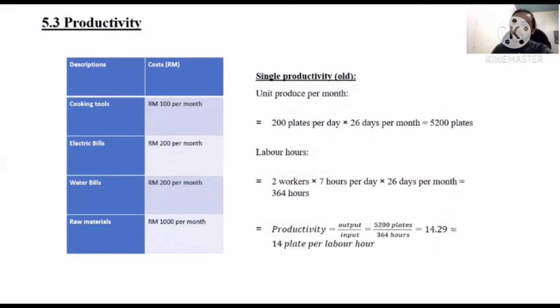Single productivity. Unit produced per month: 200 plates per day times 26 days per month equals 5,200 plates. Then labor hours: 2 workers times 7 hours per day times 26 days per month equals 364 hours. To calculate productivity, output divided by input: 5,200 plates divided by 364 hours equals 14.29, which is equivalent to 14 plates per labor hour.